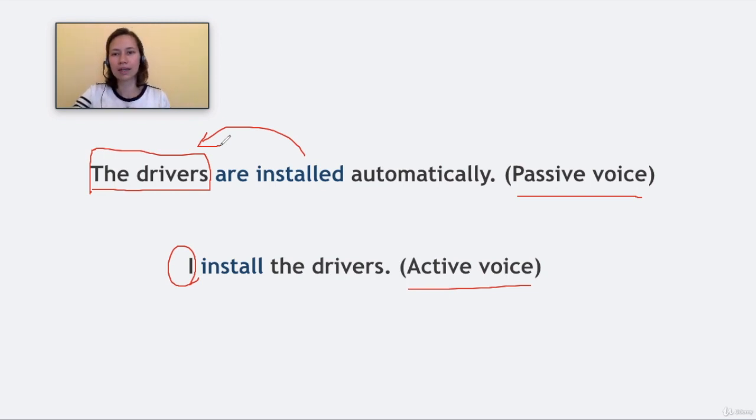When you want to say that somebody does the action or something does the action, you use the active voice. And then you start with the doer of the action, and this person does something. I install the drivers. On the other hand, in passive voice, probably you don't know who does the action, or it is not important who does this action. That's why we don't need the doer, we don't need the subject, we just use the drivers are installed. So the action is done with the drivers.